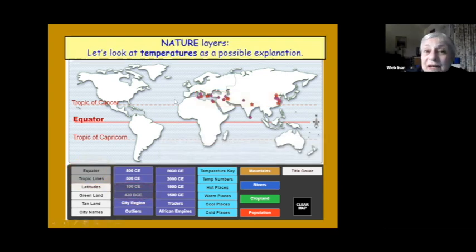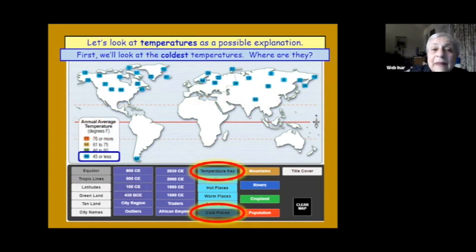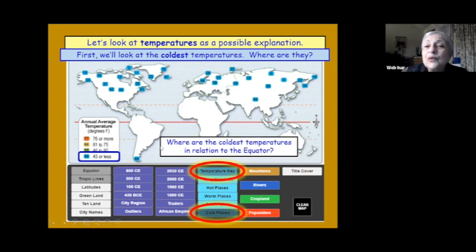We've been talking about people layers, but now we're turning to nature layers because we're going to investigate temperatures as a possible explanation. And in order to do that, I am going to turn on the temperature key, which you see in the corner over here. And I have highlighted the coldest temperatures, and that's because that's a layer that has been turned on. And the question is, where are the coldest temperatures in the world? Where are they in relationship to the equator?